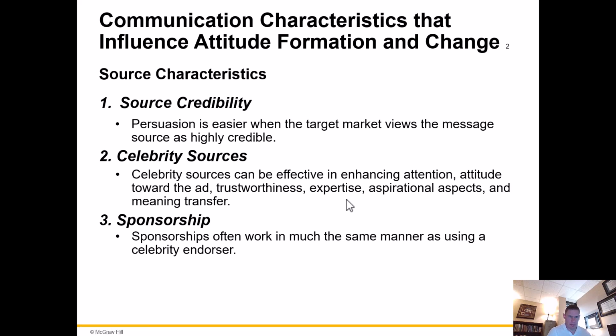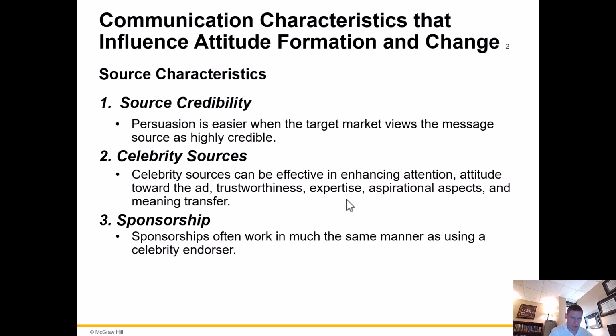Now, with respect to source characteristics, there are really three main components, three main facets that we must consider. The first is source credibility. Number two is celebrity sources. And number three is sponsorship. So let's go back to number one, source credibility. So persuasion is easier when the target market views the message source as highly credible.